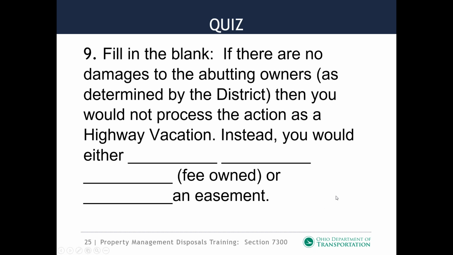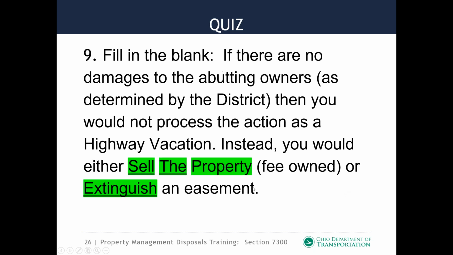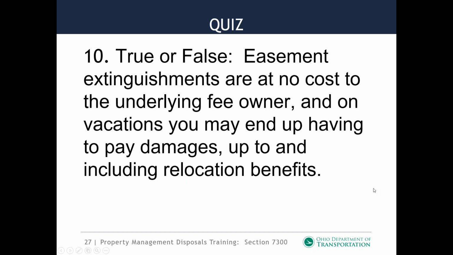Okay. For the most part, you're right. If you own it in fee, you would sell the property. If you just own an easement, you would just extinguish it. Pretty straightforward. So if you own the fee, you can sell the property and all the rights. If it's just an easement, we would just extinguish it.